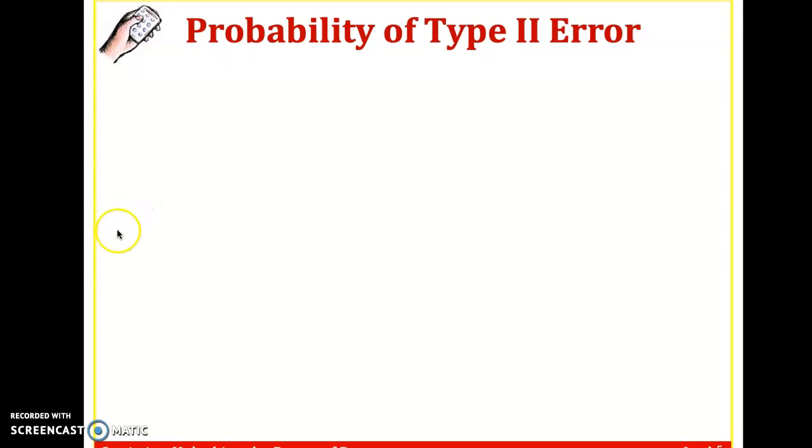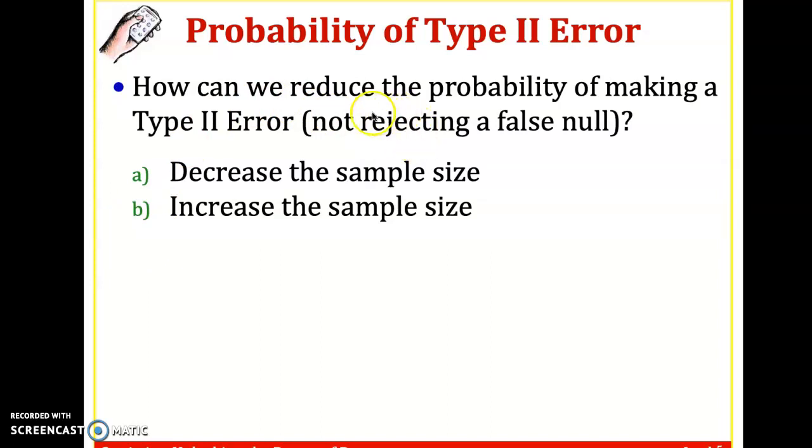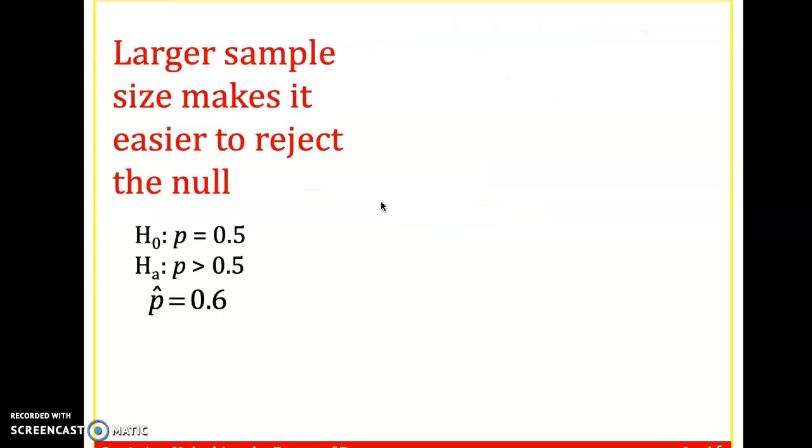Another way, if we want to reduce the probability of making a type 2 error, not rejecting a false null, is to increase the sample size. So if we look at an example to see how a large sample size makes it easier to reject the null, say the null is p equals 0.5. Imagine you're doing a coin flip experiment, and your alternative is p more than 0.5, and your p hat is 0.6.